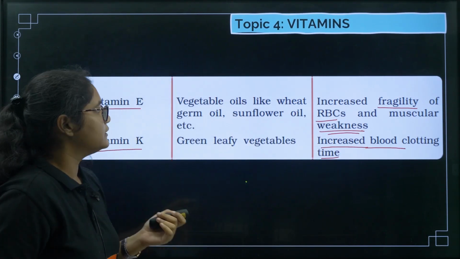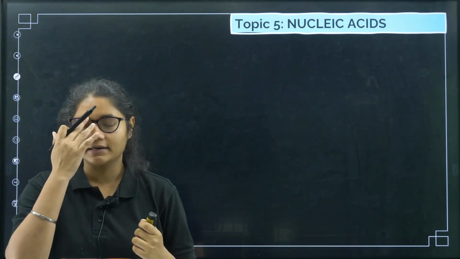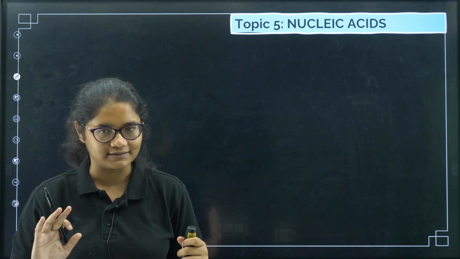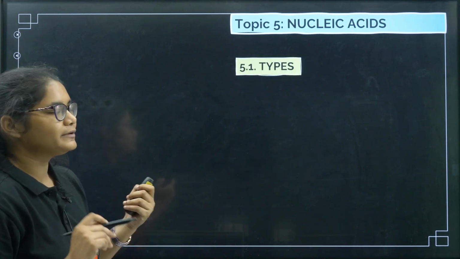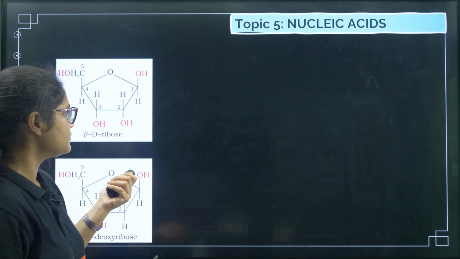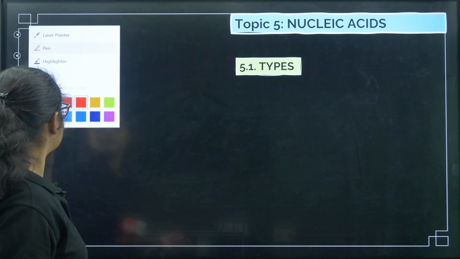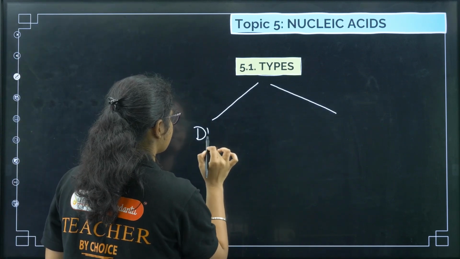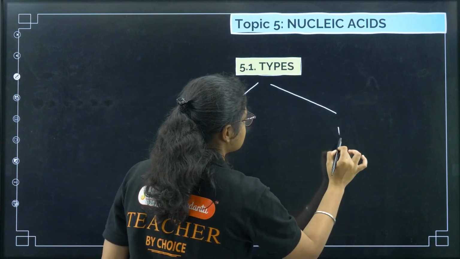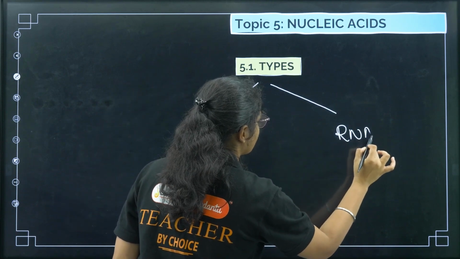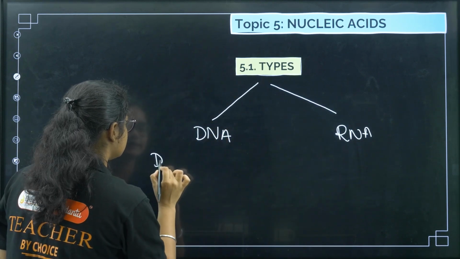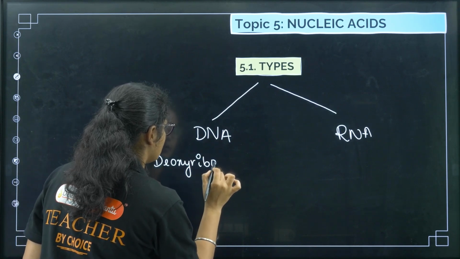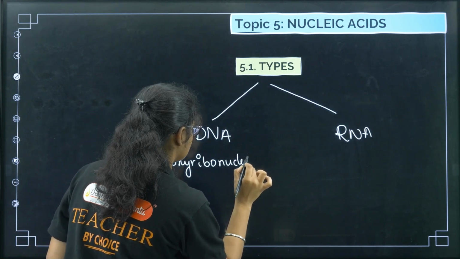Okay, now we'll go to the next important and I'll say the bigger segment of today's lecture, that is nucleic acids. Okay, so first, as I told you, types we will discuss. So nucleic acids are of two types. Okay, one is DNA and one is RNA. Okay, what is DNA? DNA is deoxyribonucleic acid.